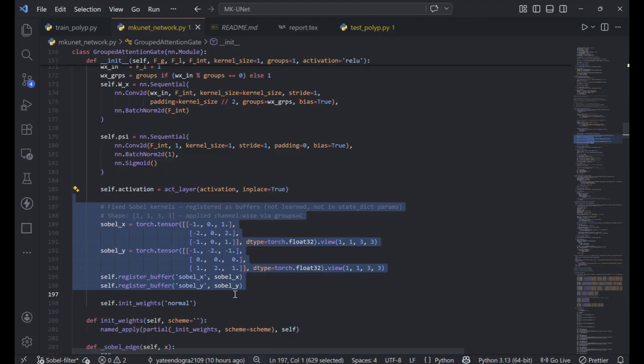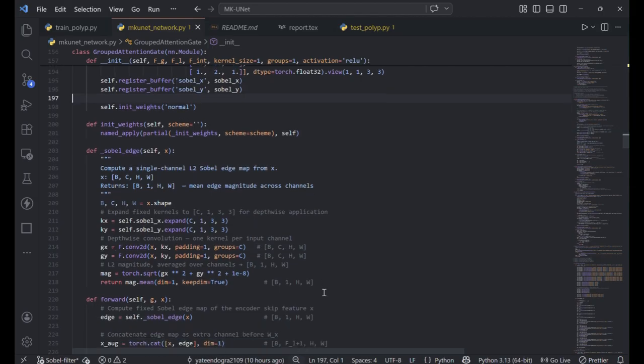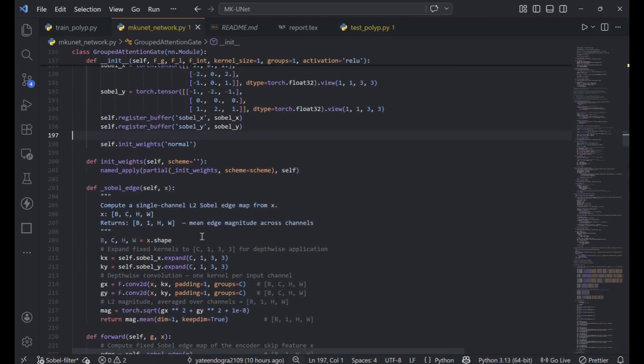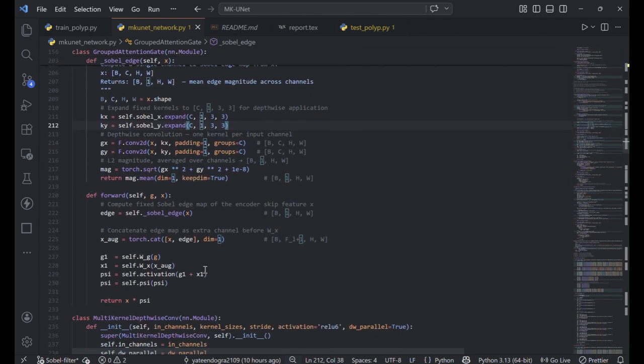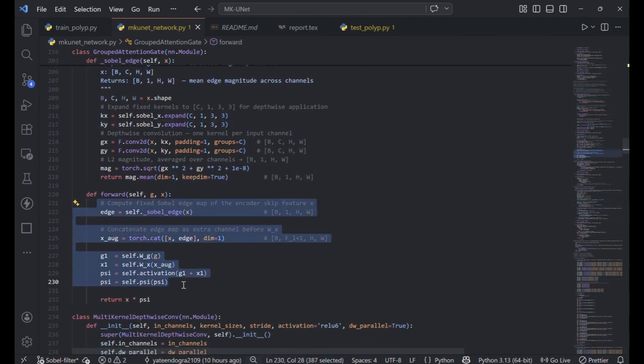The next change we had made, you can see here. I am registering the standard Sobel X and Sobel Y kernels as buffers. Buffers are not learnable, the optimizer never touches them, but they do move to the GPU automatically with the model, which is what I want. These are fixed, analytically defined edge detectors, so there's no reason to learn them. And there we had added a helper function.